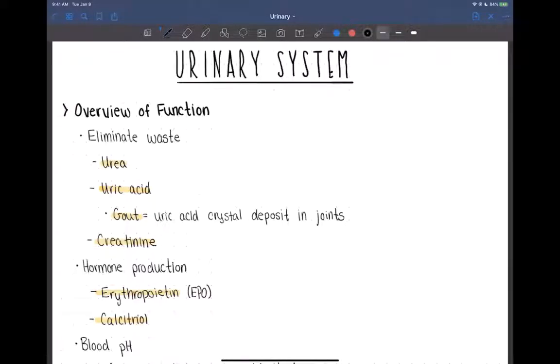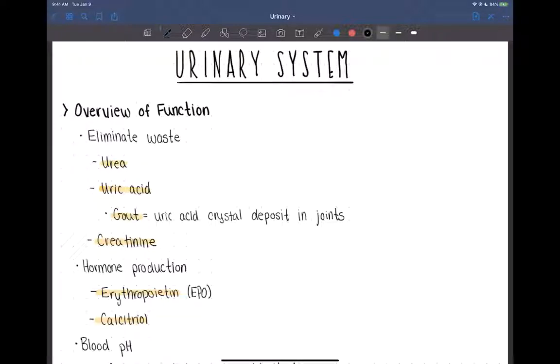Right, hi and welcome to the first video on the urinary system. In this video we're just going to go over some general overview stuff about the functions, and then we'll go over anatomy of the kidney and then some microscopic anatomy of the kidney as well.